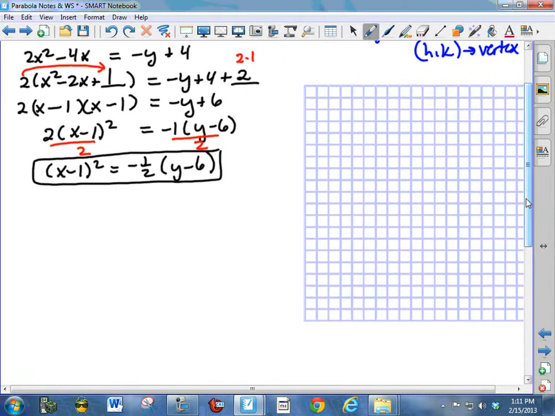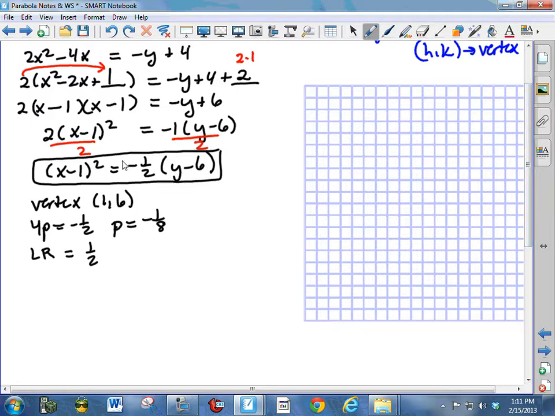And from this I can determine a couple of things. I know that my vertex is (1, 6). I know that 4p is negative 1/2, so p is equal to negative 1/8 if I multiply both sides by 1/4, which means my latus rectum length is equal to 1/2. So this is not going to be terribly helpful for graphing. I'll just tell you that. And one more piece of information, since it's an x squared and the coefficient in front of the unsquared variable is negative, that means we're going to be going downward with the parabola for graphing.